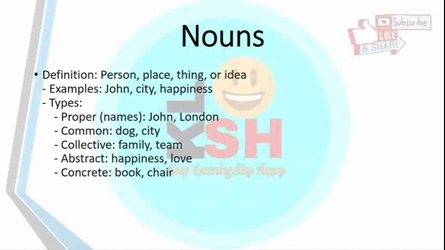Types of nouns are proper noun, common noun, collective noun, abstract noun, concrete noun. Let's see examples of these types one by one. Proper nouns: John, London. Any particular name given to anything is a proper noun. Common noun: dog, city. Collective nouns like family, team. These are the collective nouns. Abstract nouns: happiness, love. Any emotions come under the abstract noun.